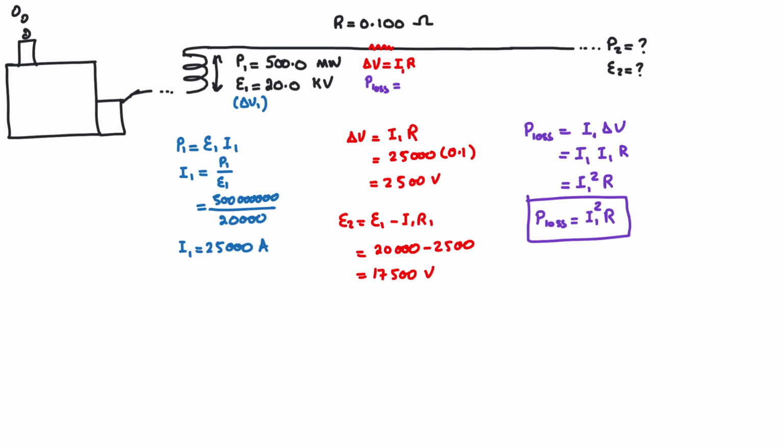So how do we measure this? Power loss is going to equal I1 squared. I1 is 25,000 squared. We're going to multiply that by 0.1. And this will give us 625,000,000, which can also be written as 62.5 megawatts. That's the power that we lose. I should write it as 62.5 megawatts, so I'm going to change that.